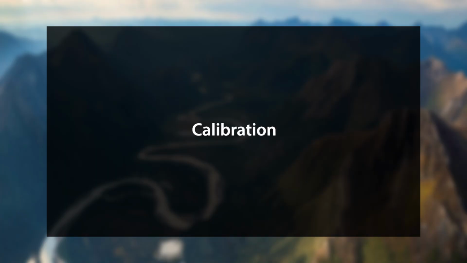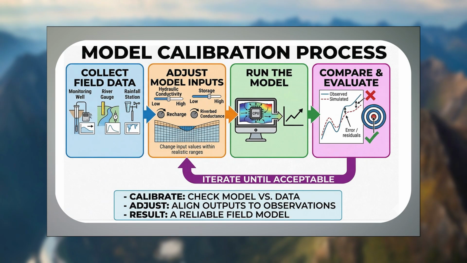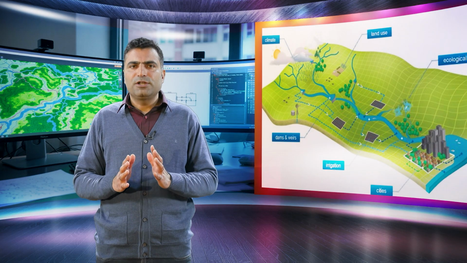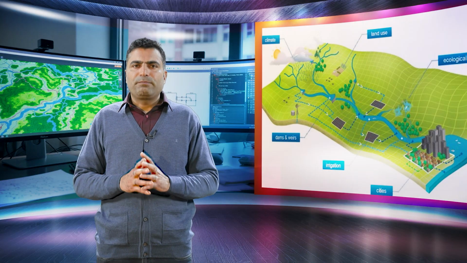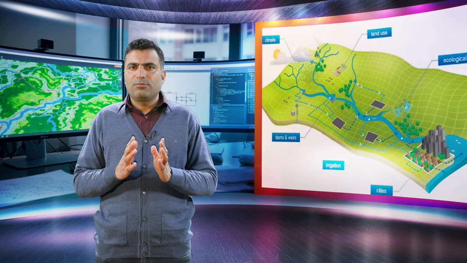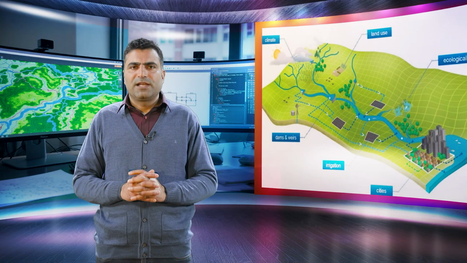Now let us discuss calibration. Calibration is the most critical stage in the entire modeling workflow, serving to assess the model's performance and establish it as a reliable representation of the field system. Fix the model to match the reality. Here, groundwater model parameters are adjusted until the model's results match what they observe in the field, like water levels in a well.